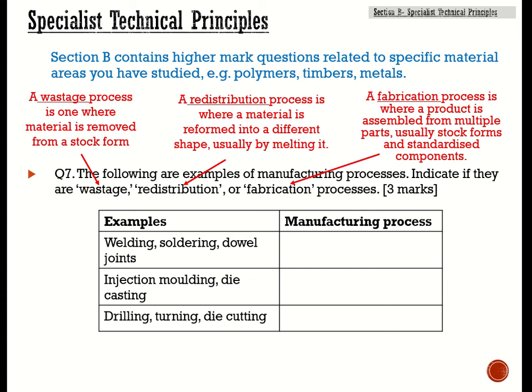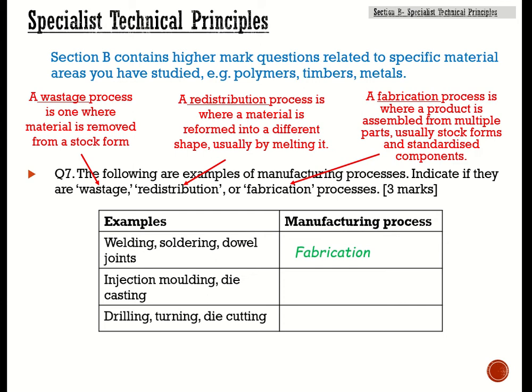On that, let's look at the first one. The example is welding, soldering or dowel joints. Of those, it's things being brought together, so it must be fabrication. For injection molding or die casting, what do we know?